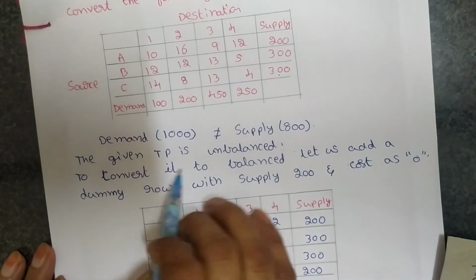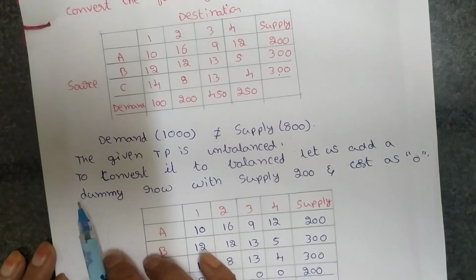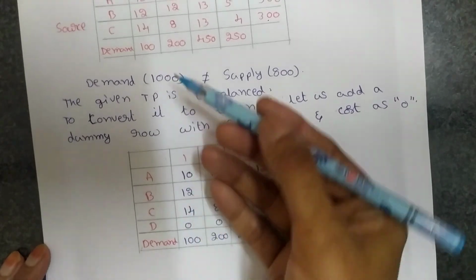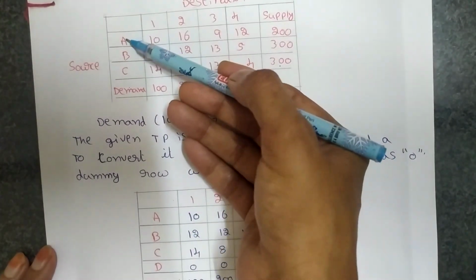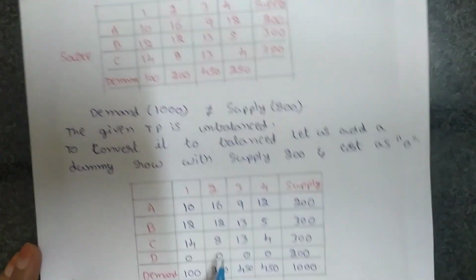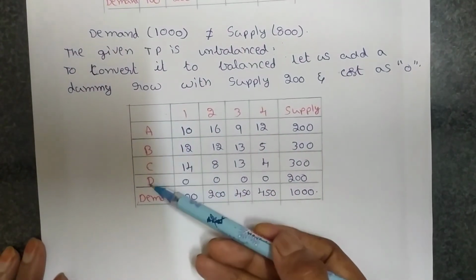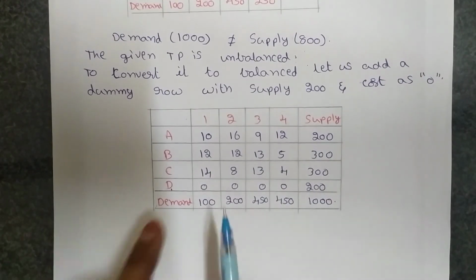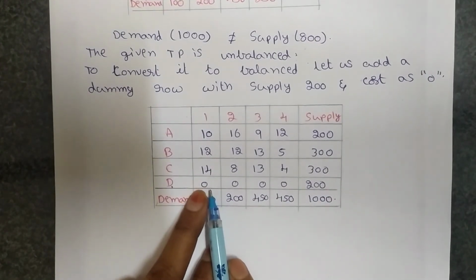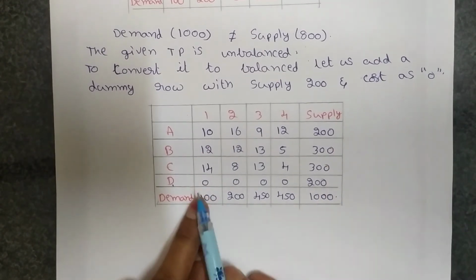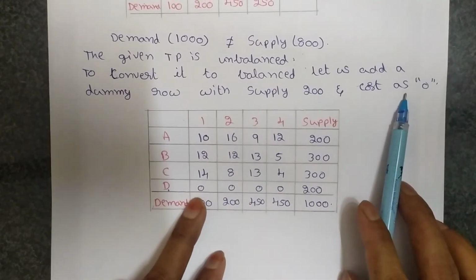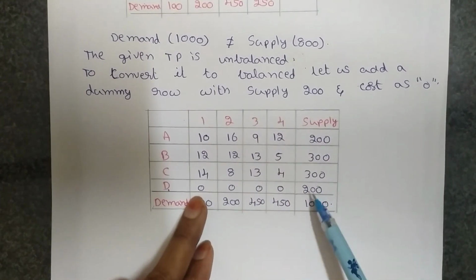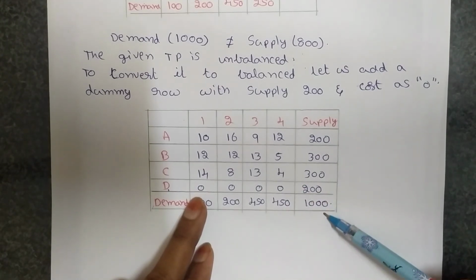Okay, to convert it to a balanced problem, let us add a dummy row with supply 200 and its cost as 0. See the basic difference here: in the given problem A, B, C, we had only 3 rows, but here we have introduced A, B, C, D. There are 4 different rows, and the fourth row is a dummy row. Why have we introduced it? To balance. The cost is 0 and the supply is 200.